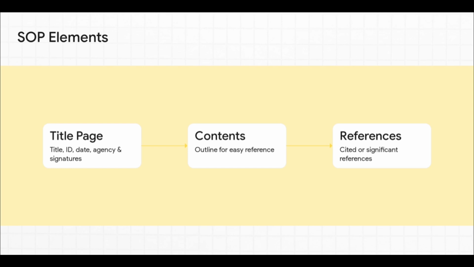And honestly, this needs to be incredibly specific. You need the title, a unique ID number, the date of issue or revision, the specific agency or branch it applies to, and, crucially, the signatures of the people who actually prepared and approved it. Next, if it's a long document, you're obviously going to need a table of contents for easy navigation. And third, you must include a references section for all cited materials or any other attached SOPs in the appendix. This basically sets up clear identification and ease of reference from literally page 1.